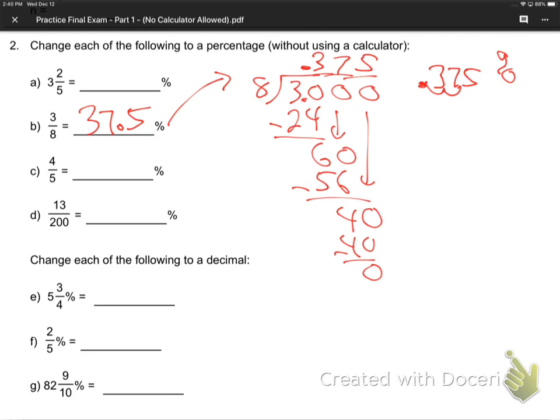Good on that? It's making sense? And so C is the same way. I'll do that one. 5 into 4. Make it 4.0. Goes in there 8 times.